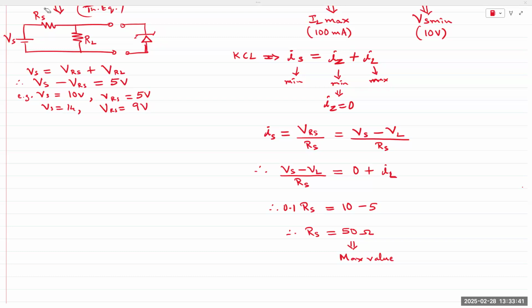Minimum supply voltage 10 volts. If RS increases, then your VRS also increases. And if VRS increases, then your VL drops below 5 volts. And that's why there's a max limit on the value of RS. Okay, that's the max limit. All right.